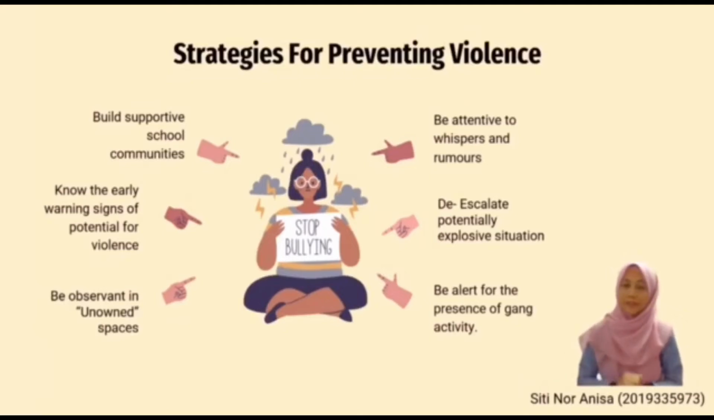Besides investigating the factors of violence, researchers also discuss strategies on how to prevent its occurrence. Violence can be prevented, and there are many strategies that have been suggested. Here are six strategies, which are: first, build supportive school communities; second, know the early warning signs of potential for violence; third, be observant in unknown spaces; fourth, be attentive to whispers and rumors; fifth, de-escalate potentially explosive situations; and sixth, be alert for the presence of gang activities.